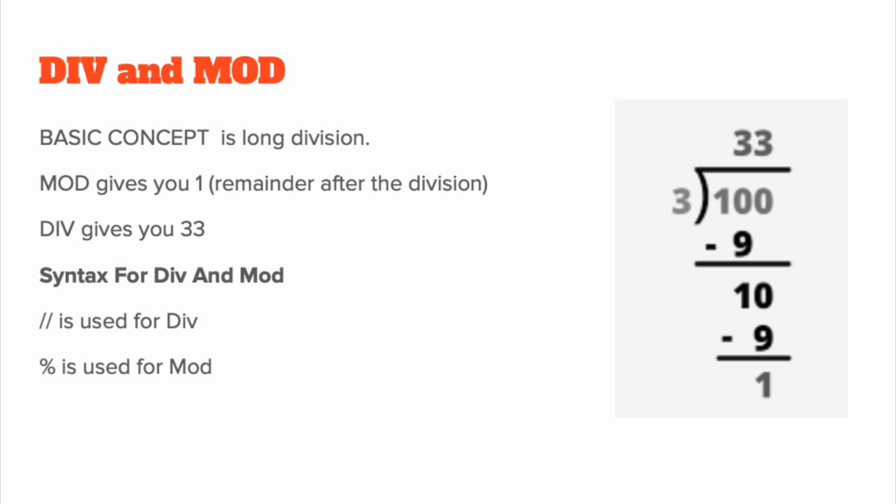The syntax for div and mod: two slashes for div, because one slash is a divide, two slashes give you the div, and the percentage symbol is used for mod. Now hopefully that gives you a bit of basic understanding of simple Python syntax. Let's test this out through a practice question.